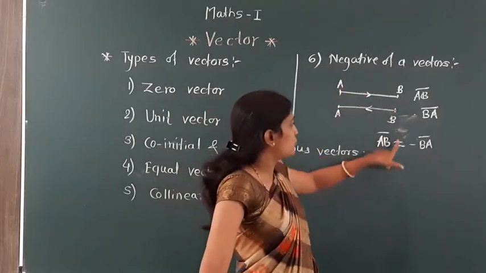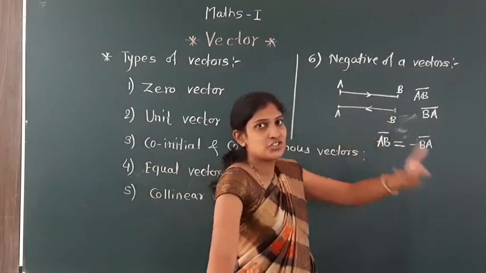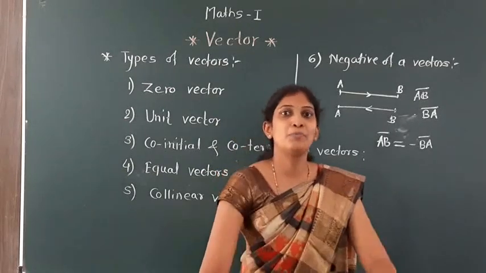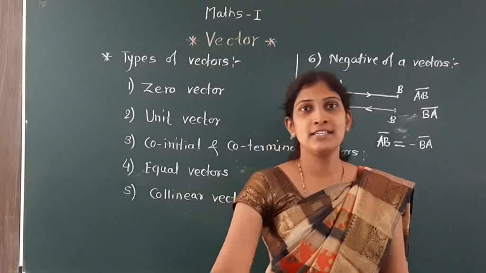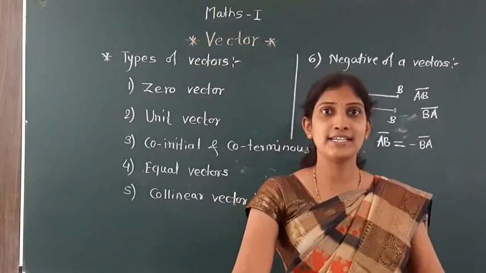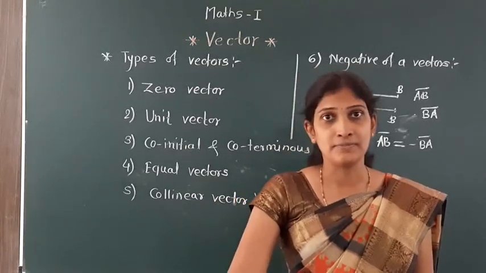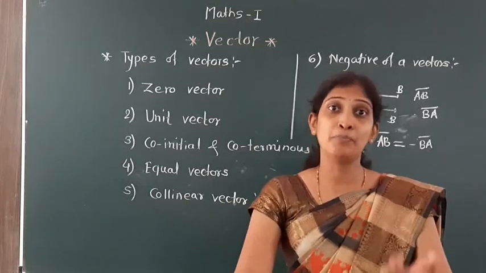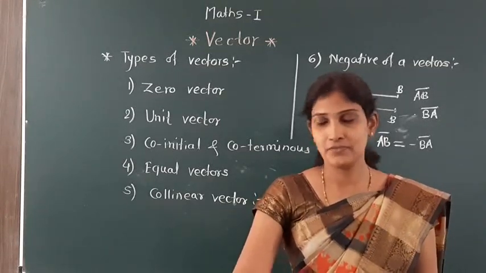So what is the negative of a vector? If it has the same magnitude but opposite direction, then we call it the negative of a vector. The magnitude is the same but it has opposite direction.